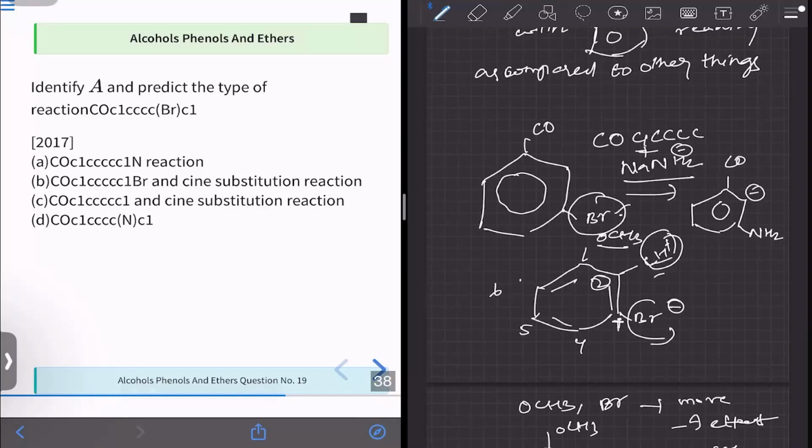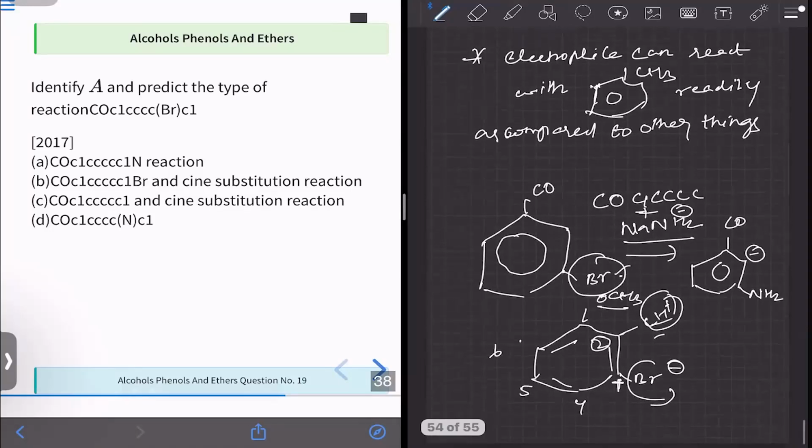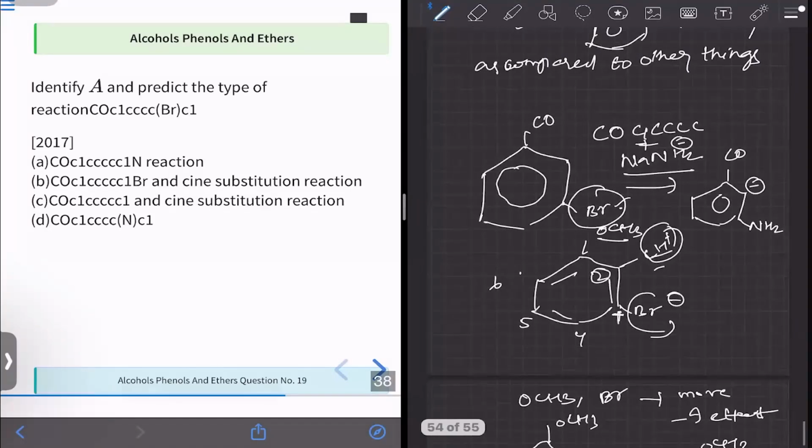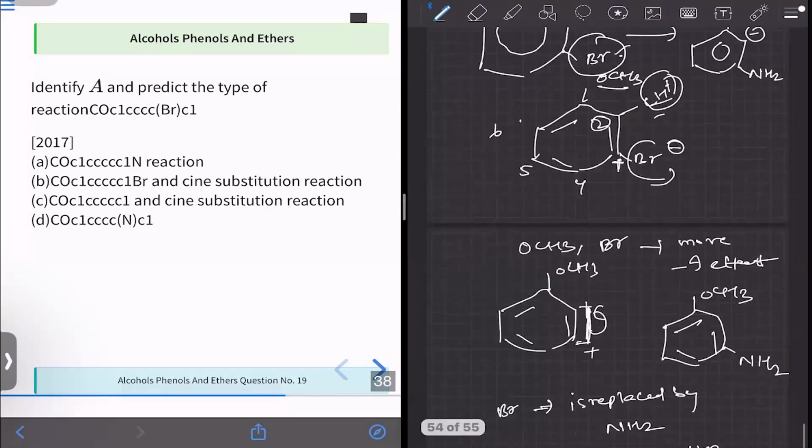So when it reacts with NaNH2, it produces a negative charge. Hydrogen is removed at the second carbon. After removing hydrogen, a bond is formed between the second and third carbon, so it produces a double bond. After rearranging the double bond, we can see NH2 is formed at the third position. So it is known as aryne substitution reaction.